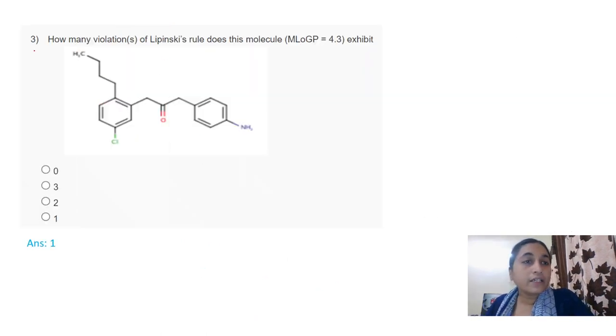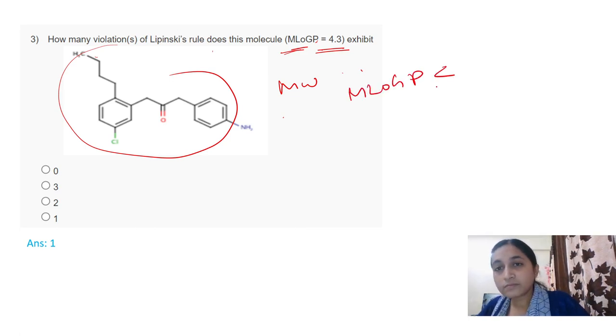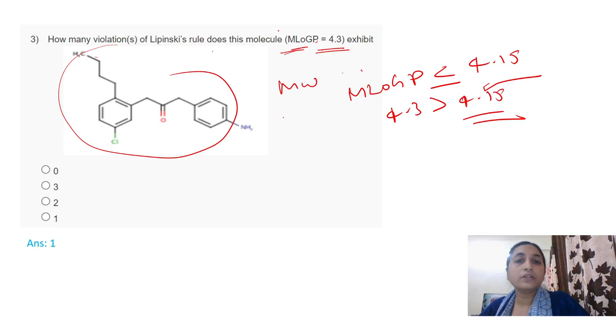So here, in question 3: how many violations of the Lipinski rule does this molecule have? The M log P value is given here, 4.3. After seeing this structure, we can say the molecular weight would be less than 500. Hydrogen bond donor is also 1. Hydrogen bond acceptor is 1. So all of this follows the Lipinski rule. The only thing which is not following the Lipinski rule is the M log P value. The M log P value should be less than 4.15, and this value is greater than 4.15. So there is one violation. So the answer will be 1.